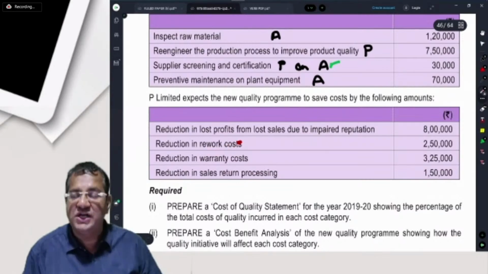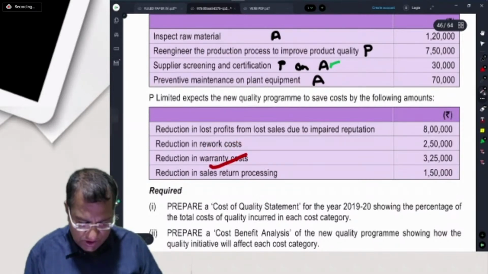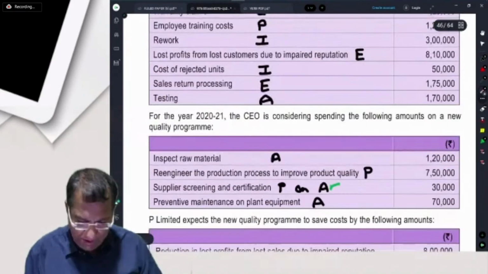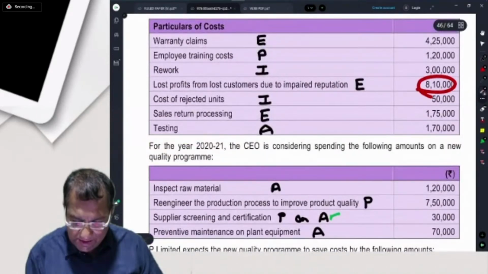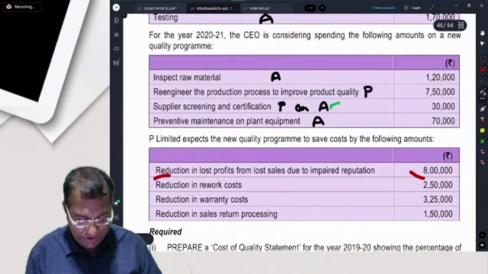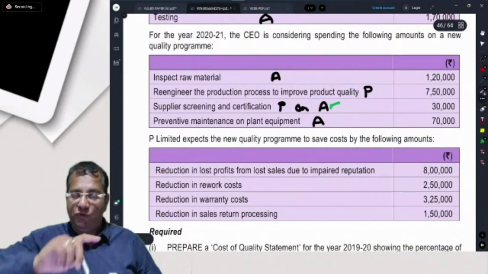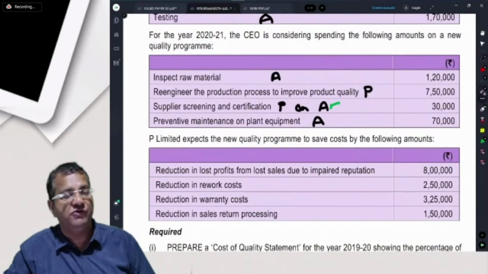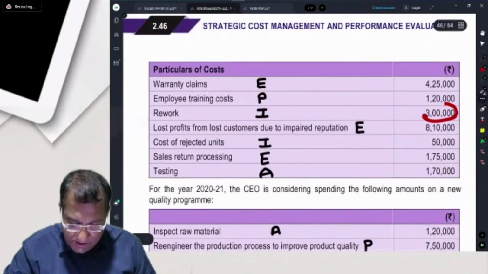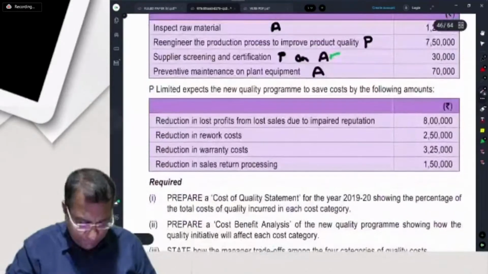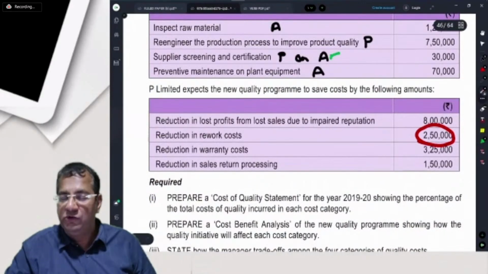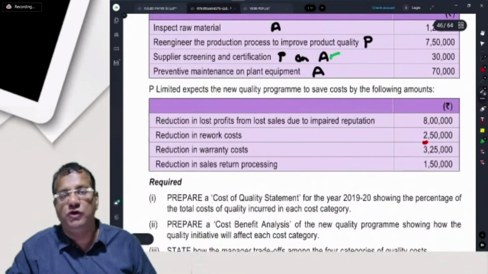There will be reduction in rework cost, there will be reduction in warranty cost, there will be reduction. तो जैसे 8 लाख रुपए यहाँ पे कम हो रहा है, it means existing is 8,10,000, now it will be reduced by 8 lakh, reduction है ये, है ना. So now the revised reduction in lost profit will be just 10,000 rupees. Existing rework cost is ₹3 lakh, while there will be reduction in rework cost by 2,50,000. So now the rework cost will be 50,000.